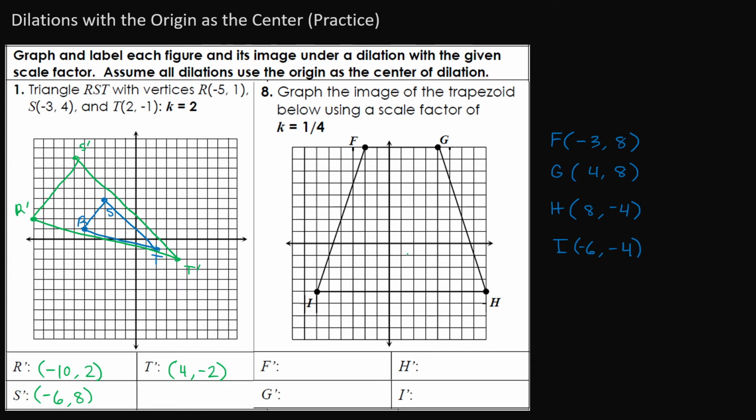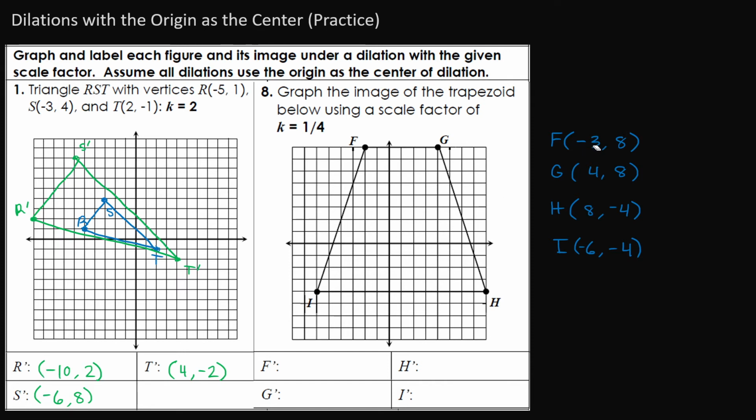There are two ways to do this. We could multiply all of the coordinates I just identified by the scale factor of 1/4. Or I could also determine how far away each coordinate is from the center of dilation and reduce that distance by 1/4. I'm just going to use the coordinates I'm given for now.